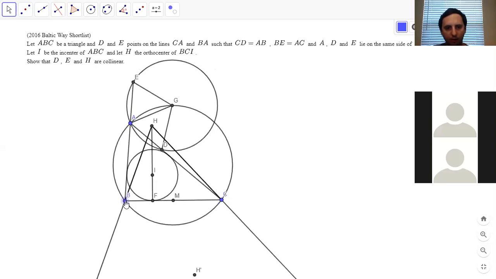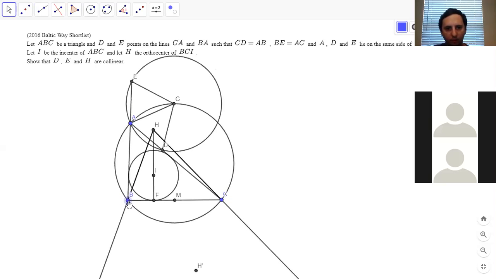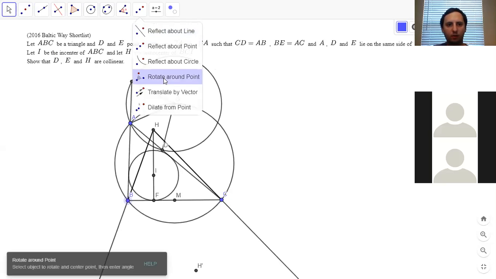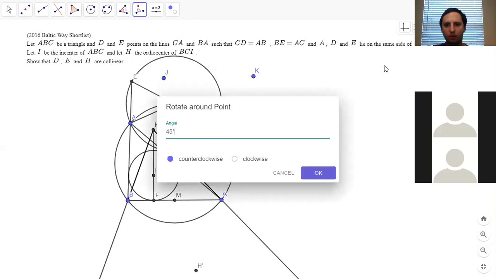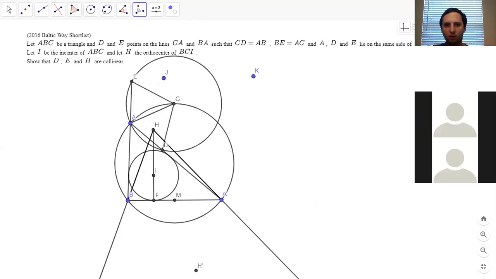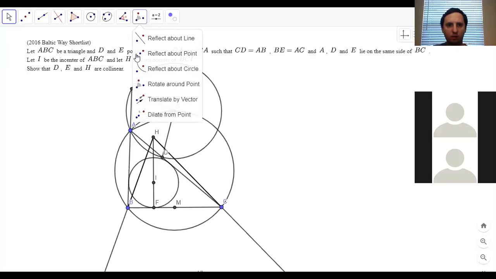If you reflect E over M and reflect D over M. Okay. So reflect D over M. Yeah, and those three images should be collinear with A. We can prove that they lie on the angle bisector of BAC really easily.